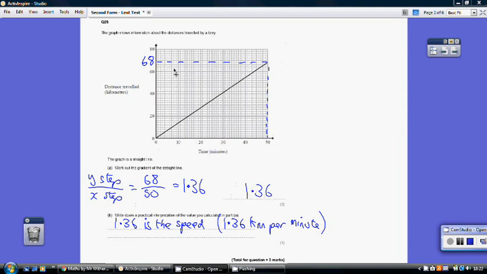So what we're saying is we can go 68 kilometers in 50 minutes. 68 kilometers per 50 minutes, so that is a speed. It is 1.36 kilometers per minute.